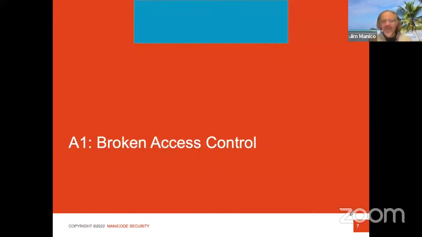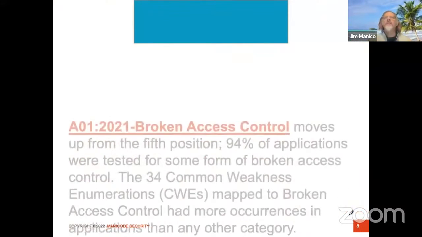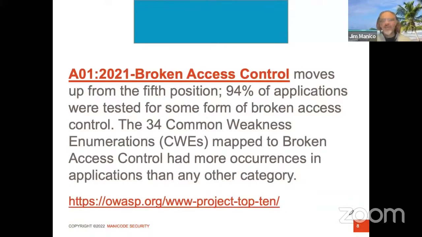So let's start with access control. Now, broken access control is the number one risk. But why is that? We as programmers have known about building access control into our software for over 50 years. This is a very old defense, one of the foundations of all of secure software. So why is this number one?